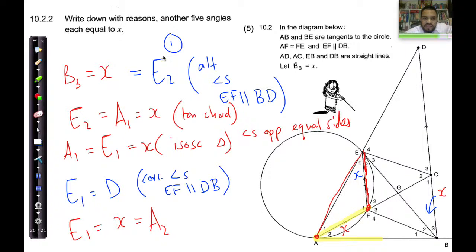So there's my 5 angles: E2, A1, E1, D, and A2. And again, the reason here is actually the tan chord theorem. Okay, so well done. We found 5 angles with reasons.